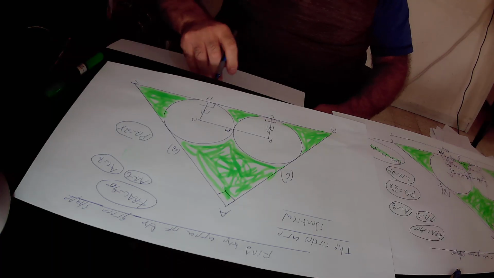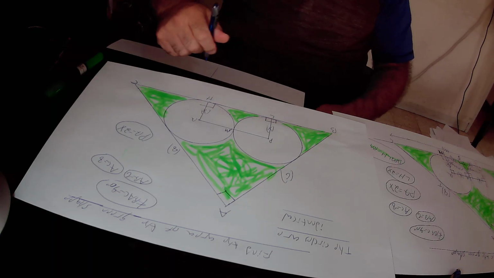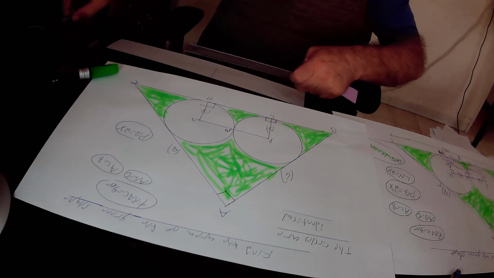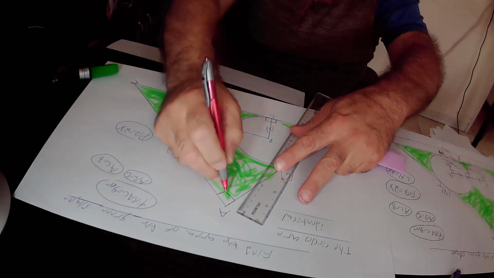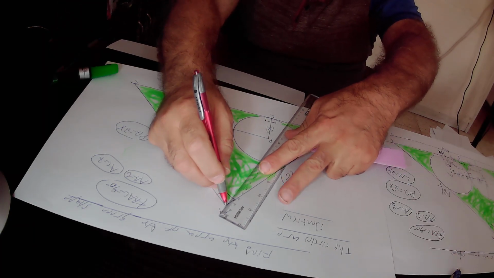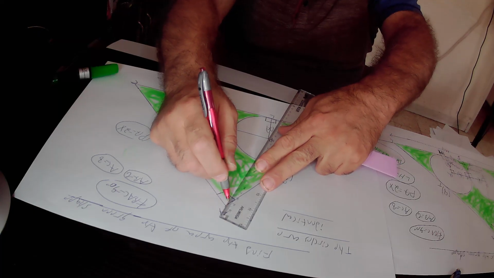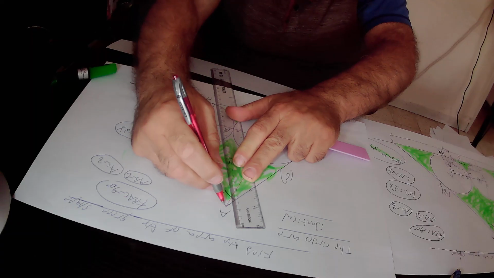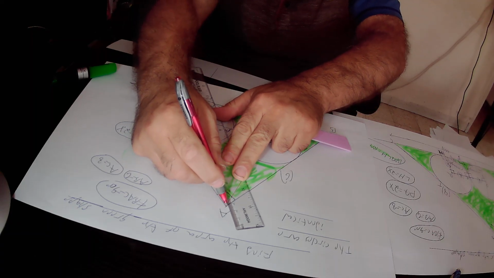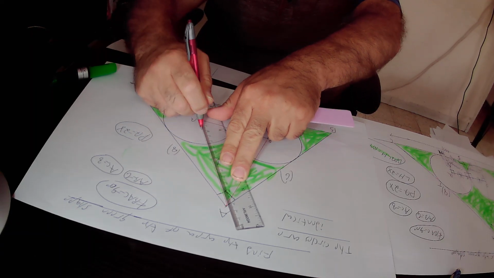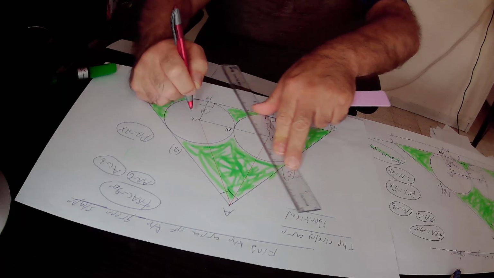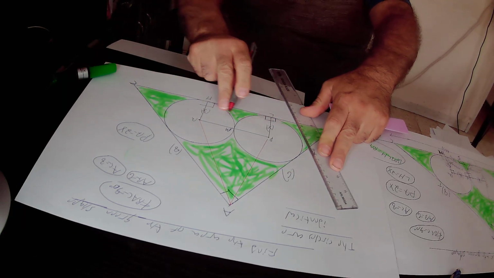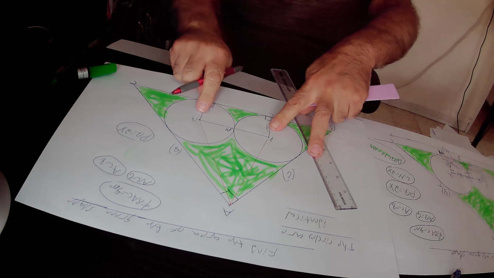PQ is the base of triangle APQ. Again, PQ is the base of this triangle APQ, and it equals 2x.